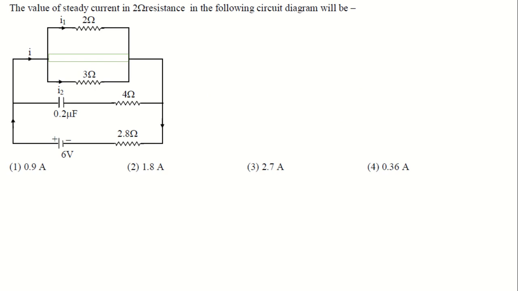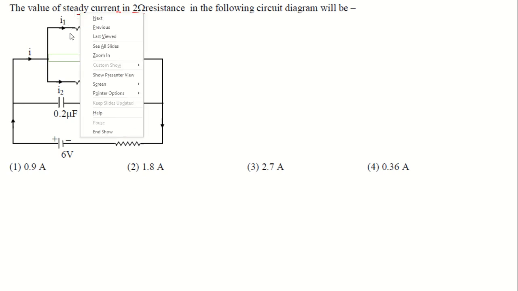Dear students, we can continue the circuit analysis of current electricity chapter. We can continue with another question. Here the question: the value of steady current in 2 ohm resistance in the following circuit diagram will be. So the special condition we have to analyze is a steady current. What is the meaning of the steady current?